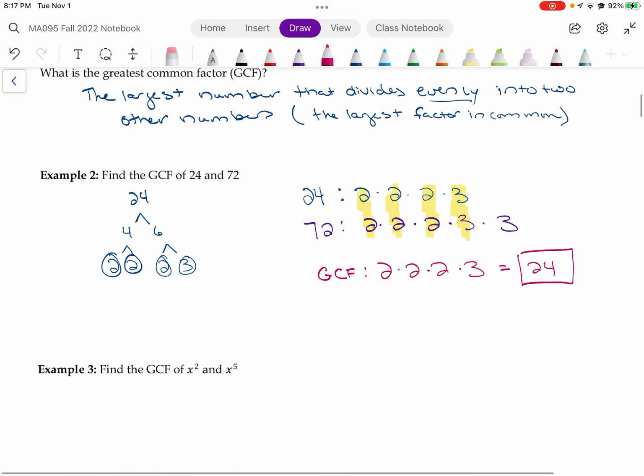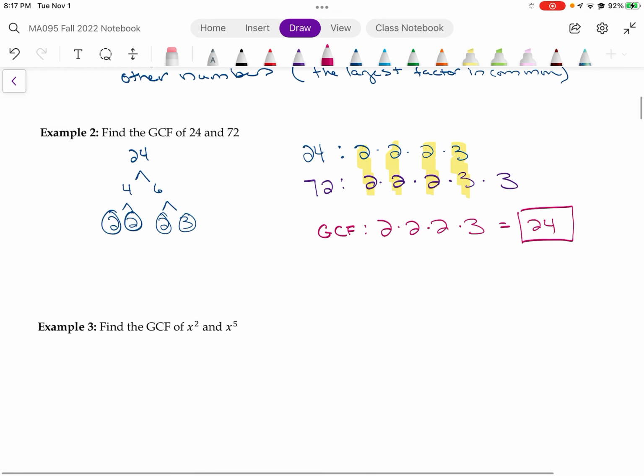But that's the method. The reason we did that is because we can use the exact same method whether we have variables or not. If it's all variables or partly variables and partly numbers, we can use it for all of these. So it's the same technique every time. All right, so the GCF, the greatest common factor of x squared and x to the fifth. Let's do x squared. x squared is x times x.